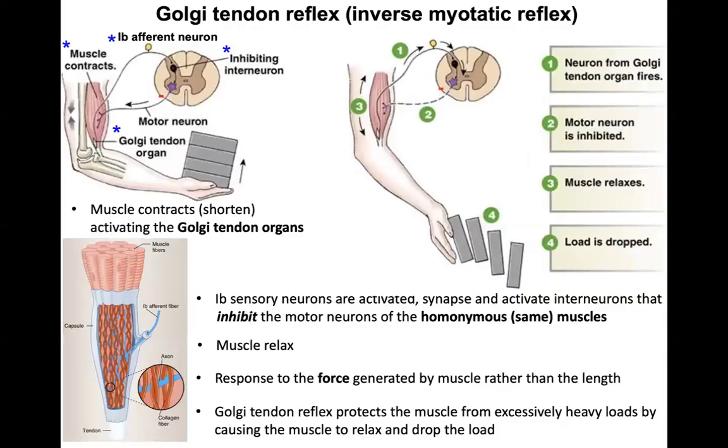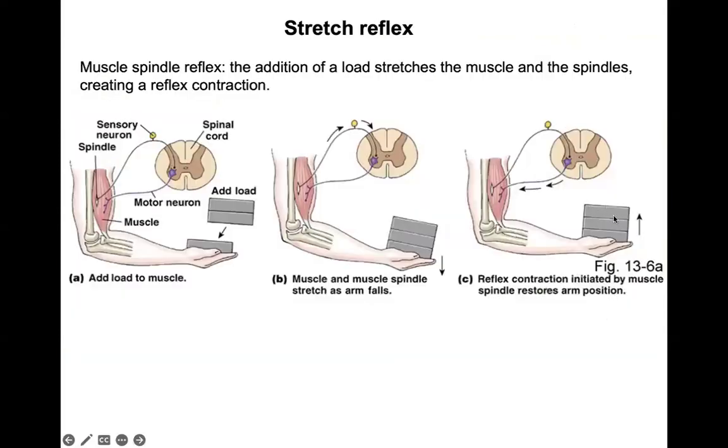Stretch reflex. Now, another type of reflex, the Golgi tendon reflex, is almost the opposite of the previous reflex, and that's why we call it the inverse myotactic reflex. Myotactic reflex, by the way, is another name for the stretch reflex, okay? How does it work and how is it opposite? So in this case, imagine the same idea. After the previous example, now you can hold a load.